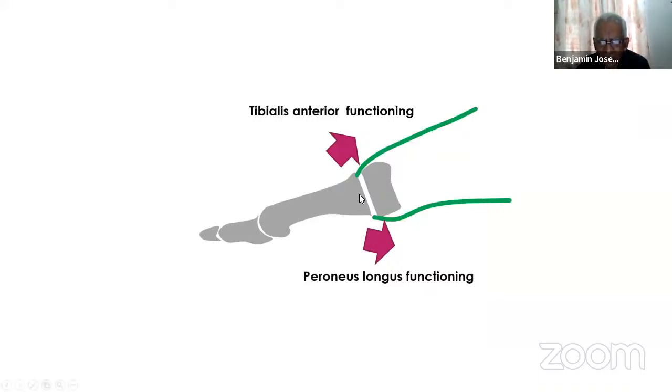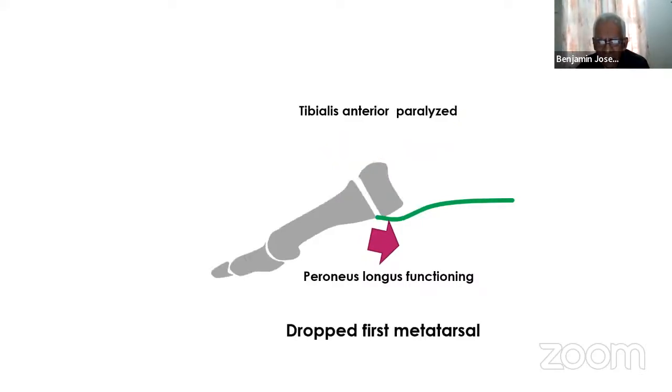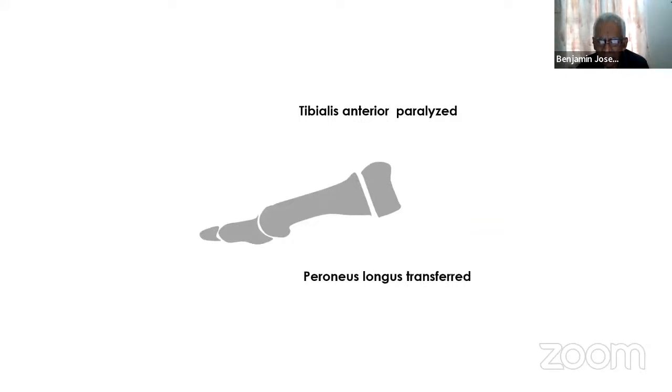So the balance of the first metatarsal, or the first ray, is like this when the tibialis anterior is functioning and the peroneus longus is functioning. When the tibialis anterior is paralyzed, you get a first metatarsal drop. And if you remove the peroneus longus, the balance of the first ray is improved. So by doing that transfer, you get a balanced first ray if you opt to do a peroneus longus transfer, as opposed to a tibialis posterior transfer. And for this reason, I like a peroneus longus transfer.